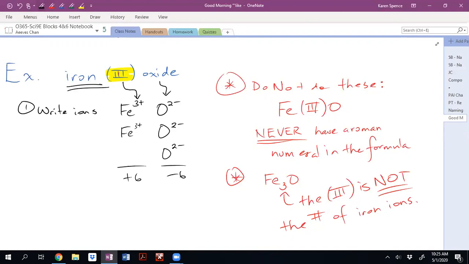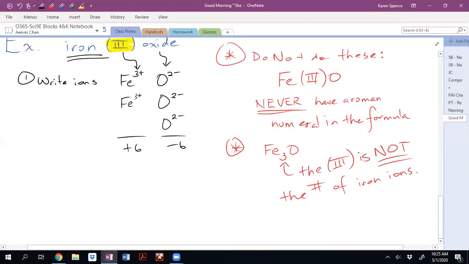The other way to do it, and some of you may have noticed this for yourself already, is to find the lowest common multiple, the LCM, lowest common multiple of the charges.